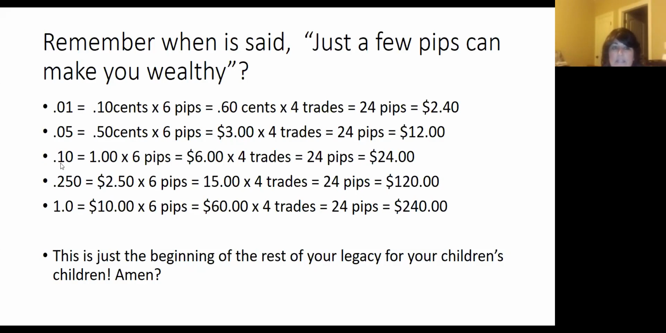And here it is. Then you graduate. When you've got that down really good and you're getting about 7 or 8 out of 10 trades and your account is building, then you go to 0.10. That's $1 per trade, or $1 per pip, I'm sorry. So if you get 6 pips, that's $6, times 4 trades, that's 24 pips, that's $24. All right, now we're starting to see the increase here, okay?